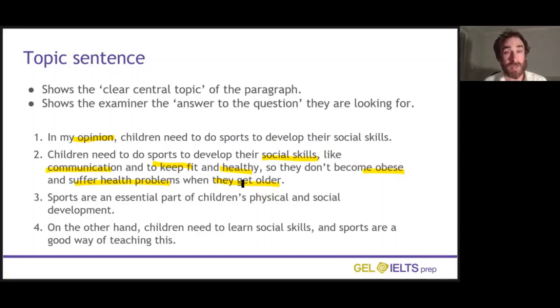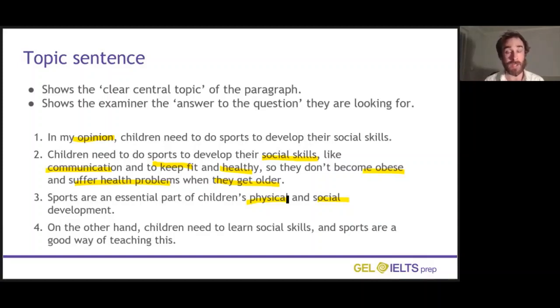So sentence number 3 is a good topic sentence. Let's read it. Sports are an essential part of children's physical and social development. So I know this student is going to make 2 points in their paragraph. They're going to explain how sports is good for the physical body, and they're going to explain how sports is good for children's social development. So for a paragraph with 2 central points, this is a great topic sentence.